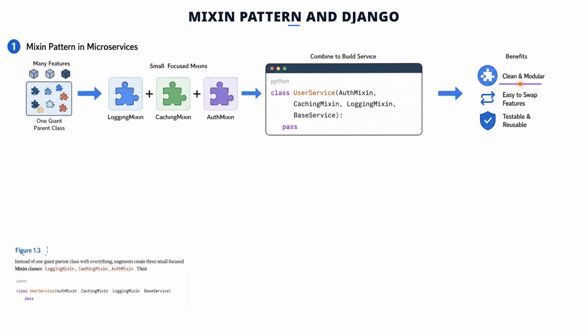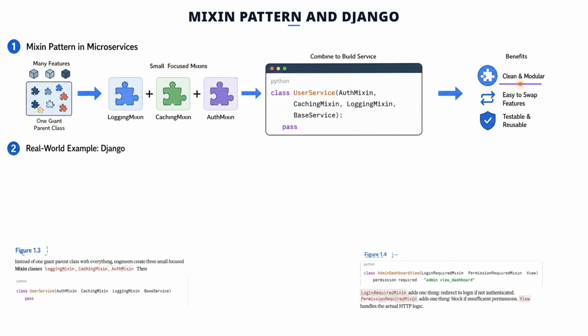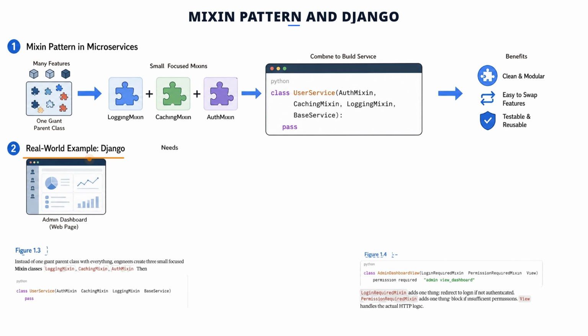Let us look at a real-world example of this design in Django, the framework behind massive platforms like Instagram. Imagine we are building an admin dashboard web page. The specific view has three distinct requirements. The user must be securely logged in, they must possess admin permissions, and the system still needs to handle standard HTTP logic.